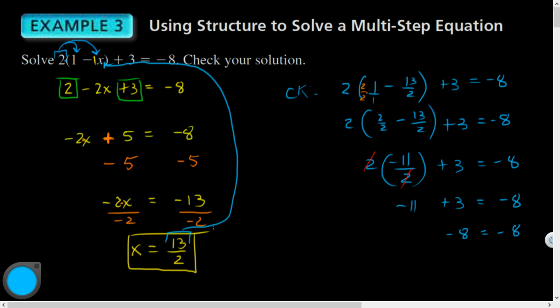It worked out. So even though I had a weird answer, that answer was legitimate, okay? It worked in the original problem. It was a solution, is what we call that, right? It was a value of x that made the equation true. All right, so there's example 3. Let's look at some of the monitoring progress together.